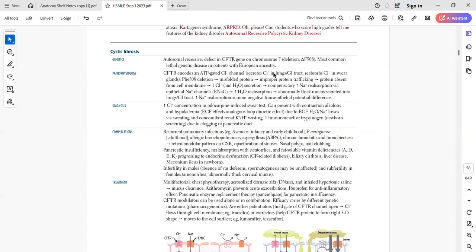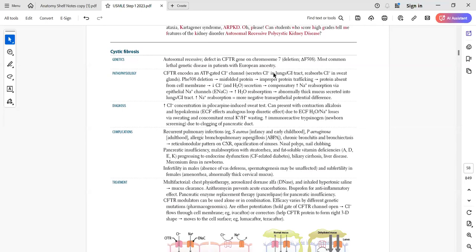Now, what happens is that the CFTR gene codes for the chloride channel, which secretes chloride in the lungs and the GI tract, and the excessive chloride is absorbed from the sweat glands. Whenever the gene is deleted, the 508 deletion, there is improper protein trafficking, which means that the protein is absent from the cell membrane. Now, when this happens, the whole system gets thrown off.